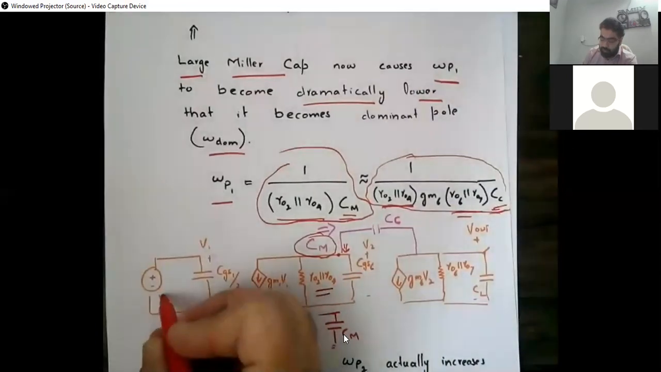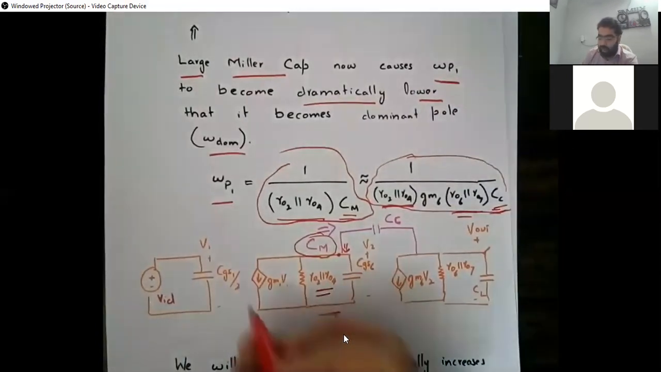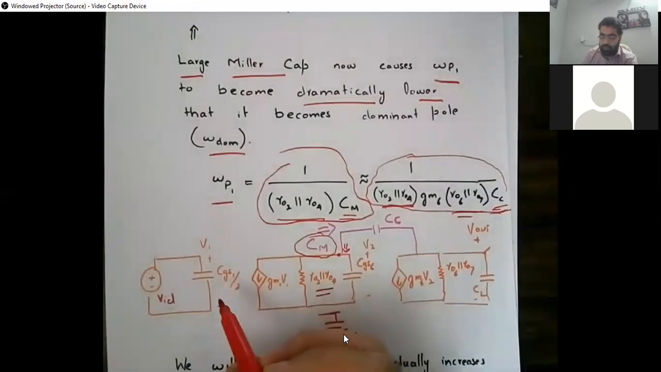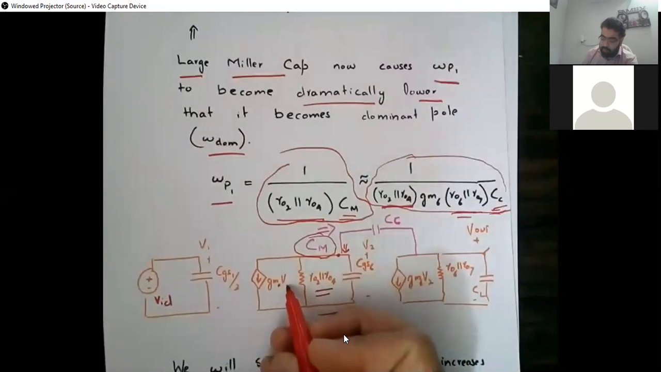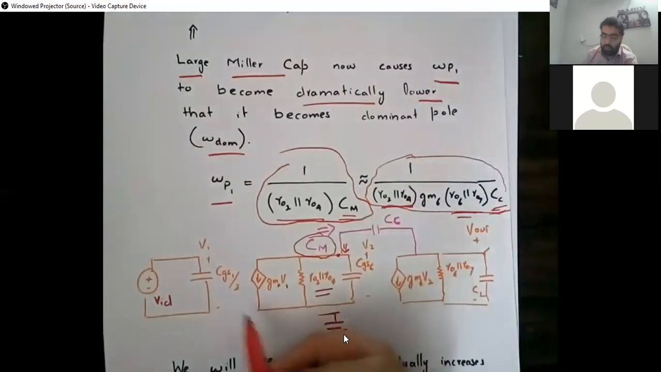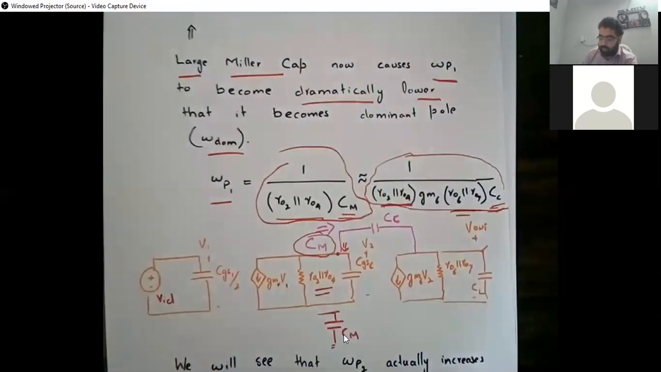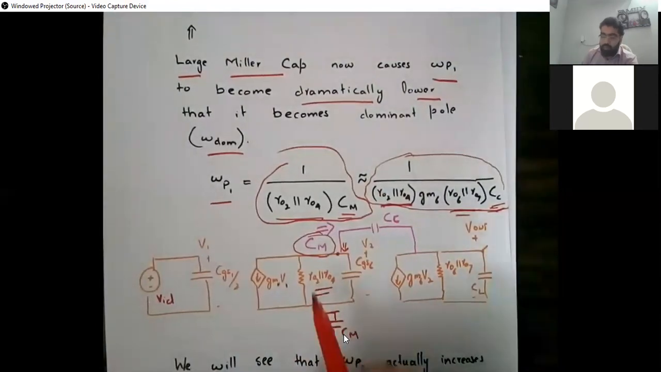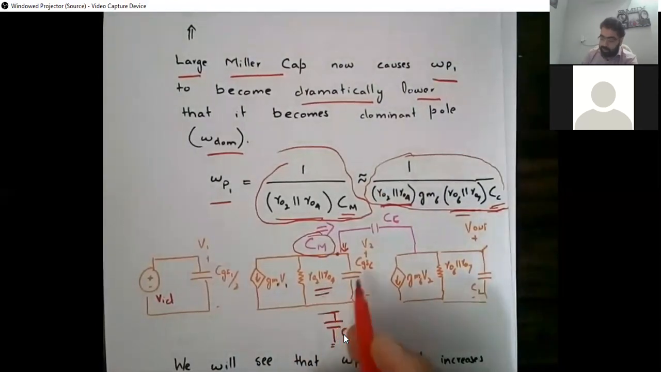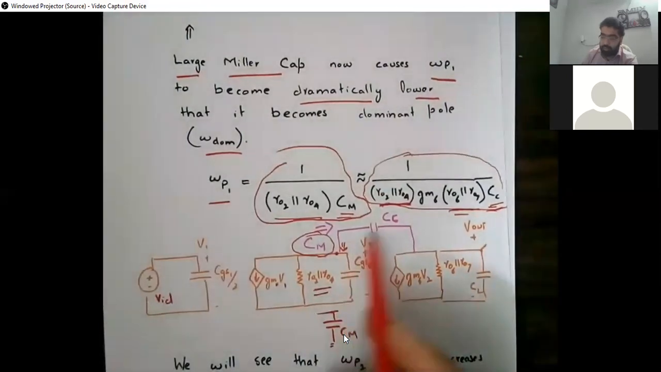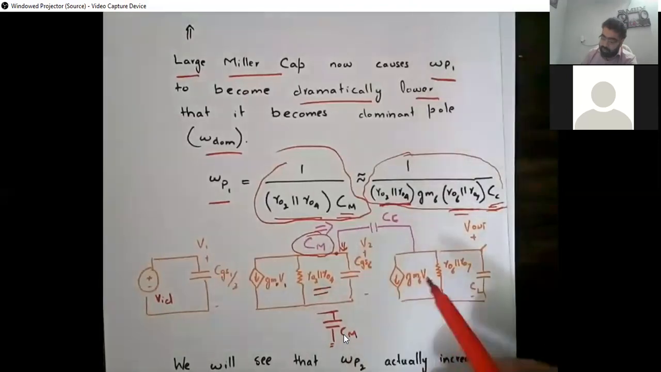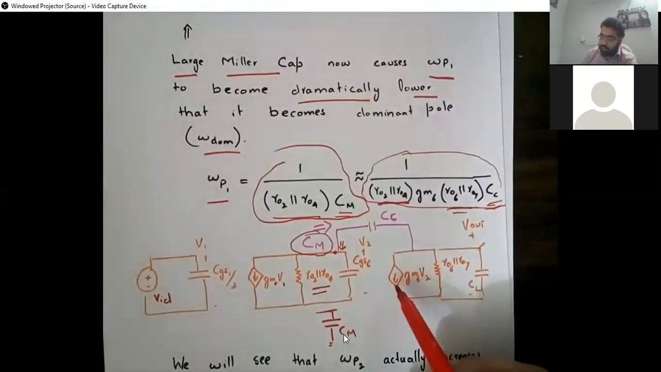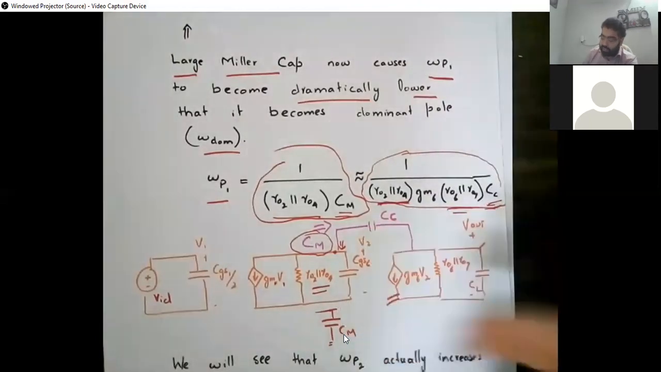We have a differential input, VID, and a capacitive input impedance, CGS1/2. We have a voltage controlled current source, GM1, controlled by the potential V1 at this capacitor, in parallel with RO2 and RO4, in parallel with CGS6. There is a connection between these two points in the form of CC. Then we have another voltage controlled current source, GM6 times V2. V2 is the potential across CGS6.